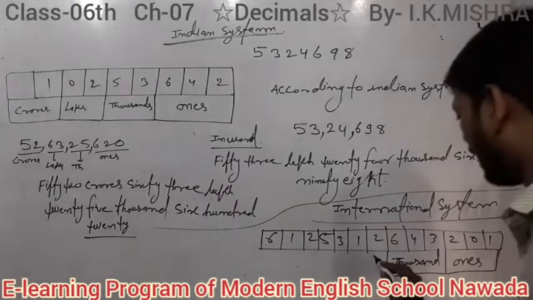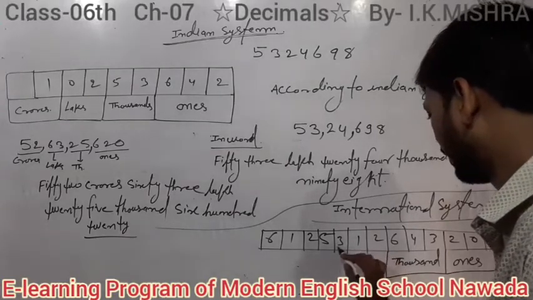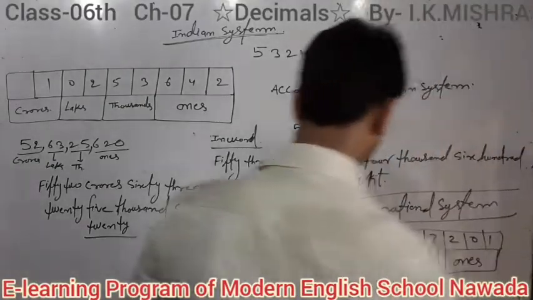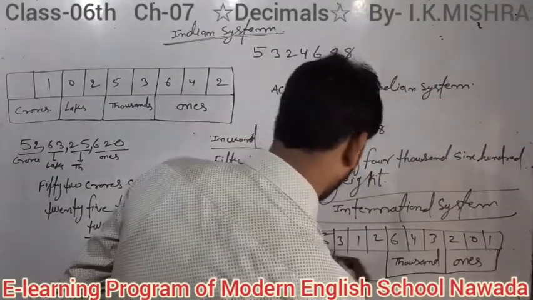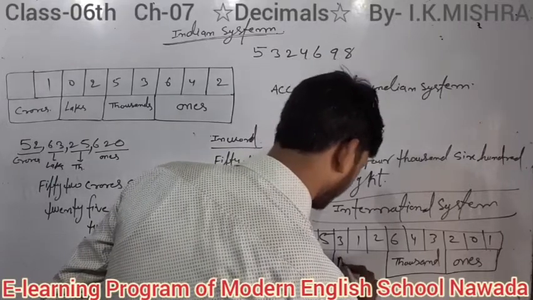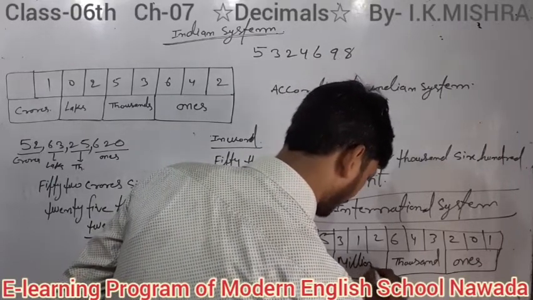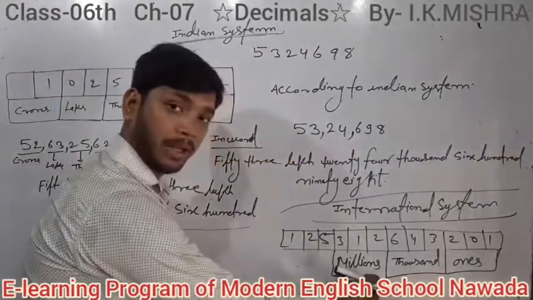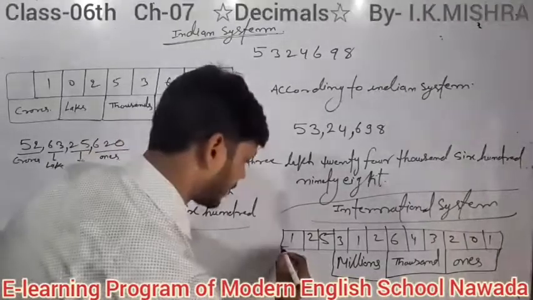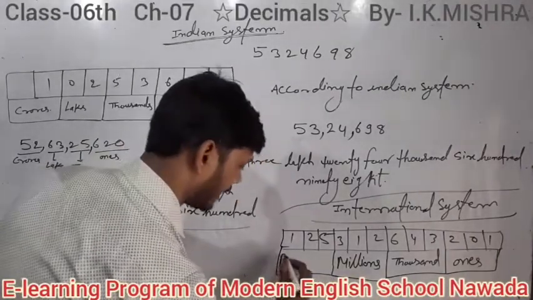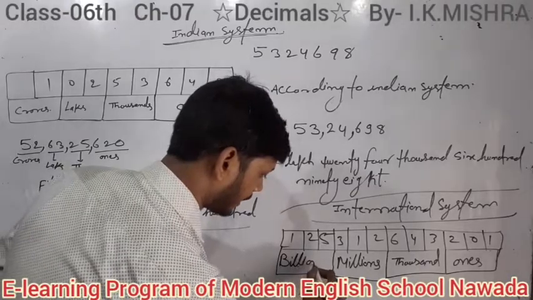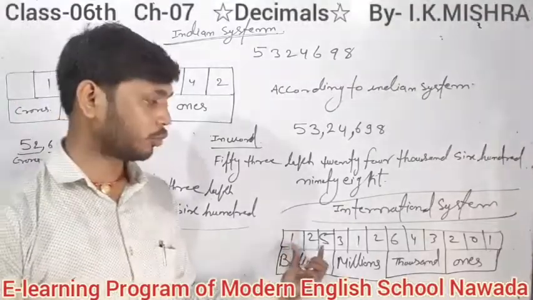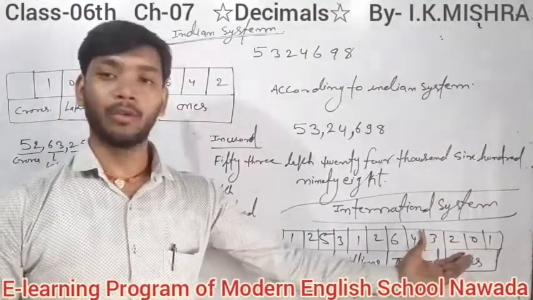After that, students, after 3 digits, 1 2 3, here 3 digits, this period is known as millions. After thousand, this period will be the millions period, and after that this period is known as billions. That means students, here you have to write the name in words.